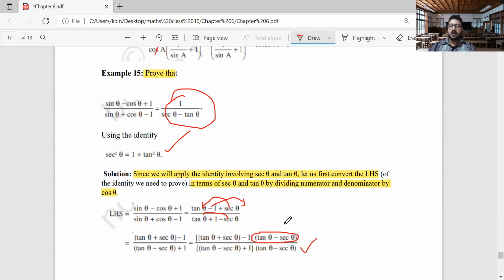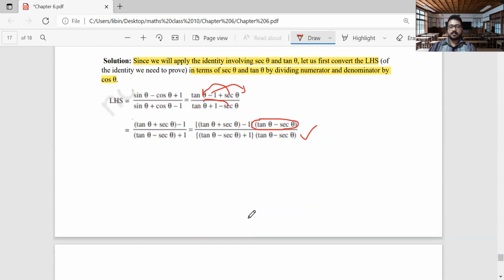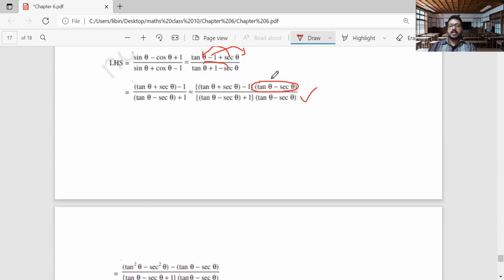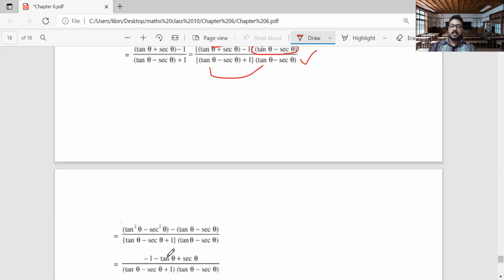Now we are opening the brackets. So that is a plus b, it is actually a plus b into a minus b. So tan squared theta minus sec squared theta, again minus 1 into this one. Therefore sec theta minus, or minus into tan theta minus sec theta. In the same way we are opening here also. Oh no, we are not opening here. Just let it be like that.